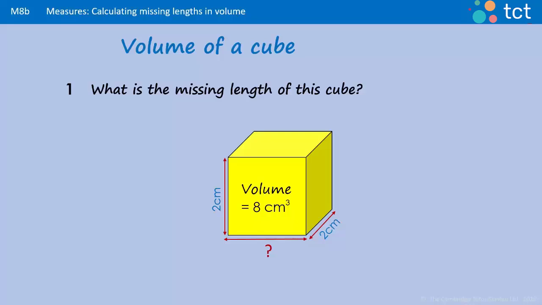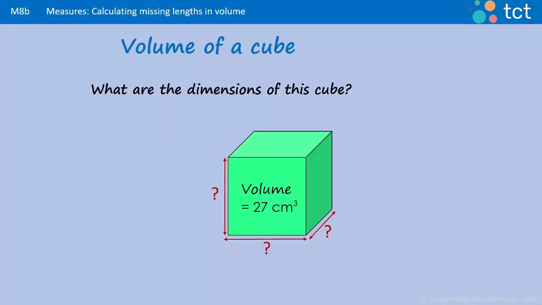The volume of this cube is 8 centimetres cubed. What is the missing length? Pause the video, have a go. It's 2 centimetres up and it goes back 2 centimetres. We know it's a cube, so all the dimensions must be the same. It stands to reason that that missing length is going to be 2 centimetres. Something cubed is 8, and if you've learned your cube numbers, you will know that 2 cubed is 8.